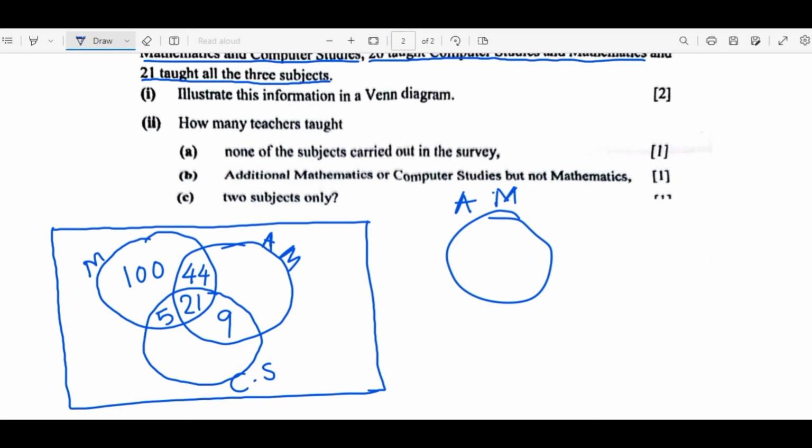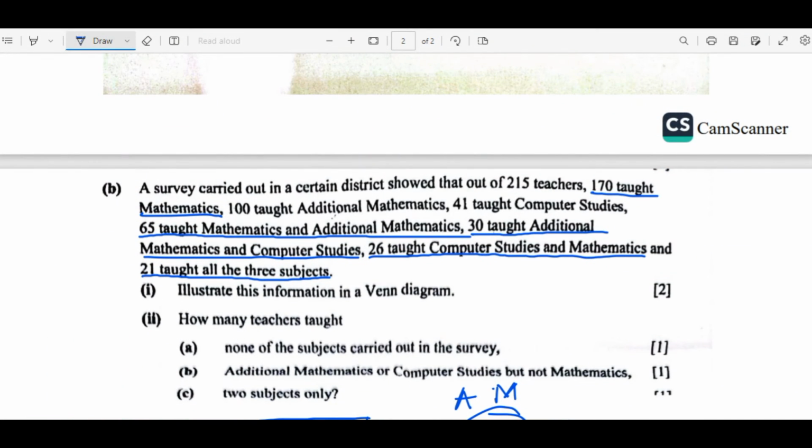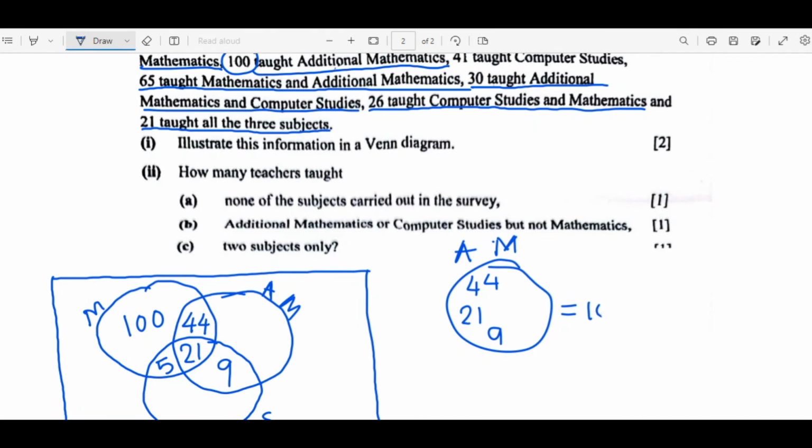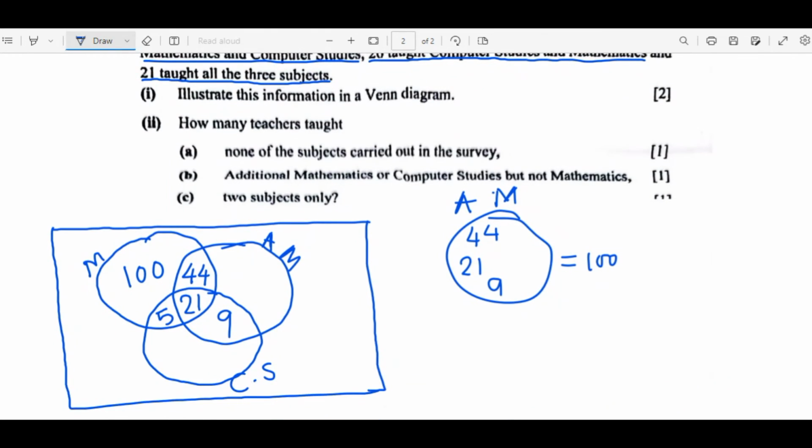So in there, 44 is part of addition mathematics. Then 21 is part of mathematics, 9 is part of mathematics, and this must be equated to 100. We are told 100 did mathematics. So we are equating this to 100. Then let's put x here, because this must equal 100. So we'll say x plus 21 plus 9 plus 44 is equal to 100.